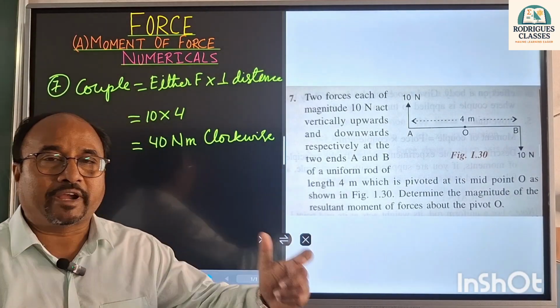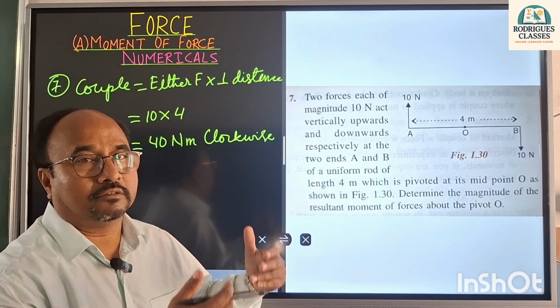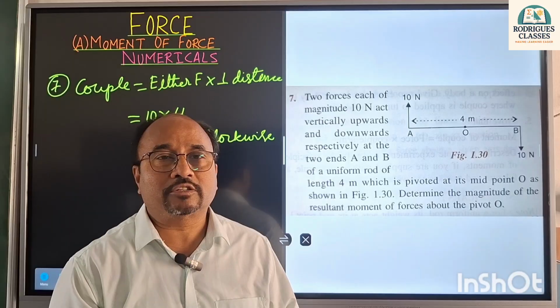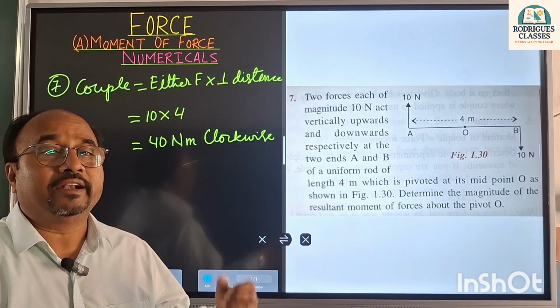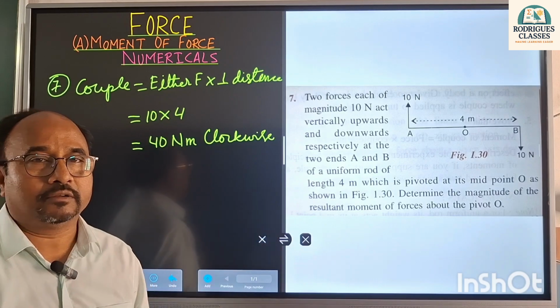So some can be given in a way, but with what is available to us, we can relate it to make it easier, as I have done here. Instead of using moment of force, I applied couple here.